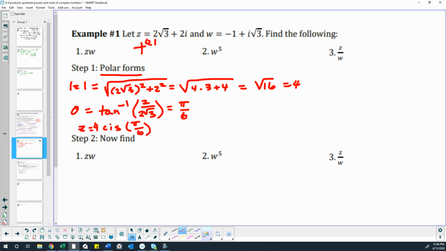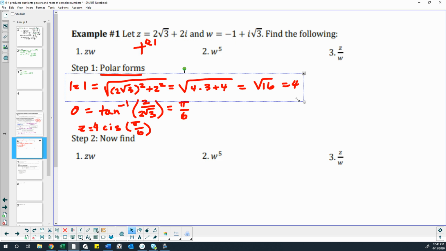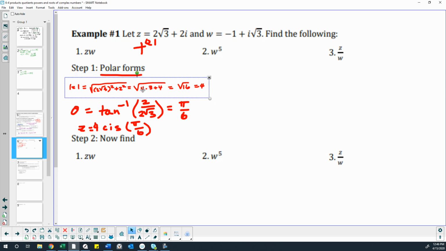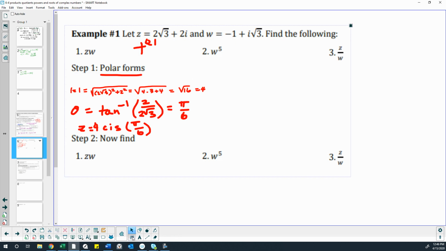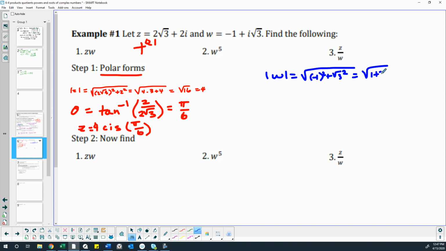All right, now let's do w. I'm going to shrink this down a little bit so it's taking up less space. All right, w. So the magnitude of w is the square root of (-1) squared plus (square root of 3) squared. So that would be 1 plus 3, which is 4. So the magnitude is 2. Wait, did I do something wrong?